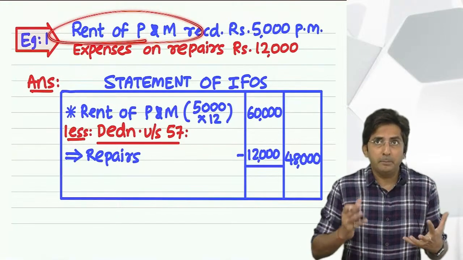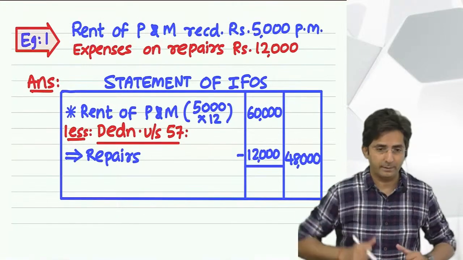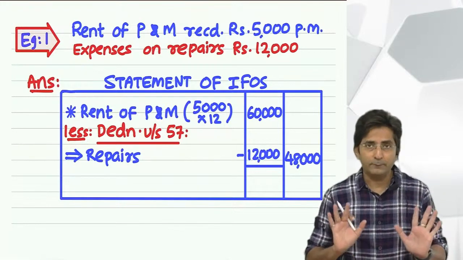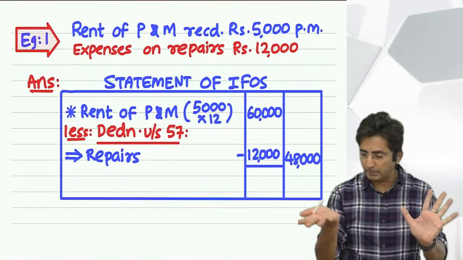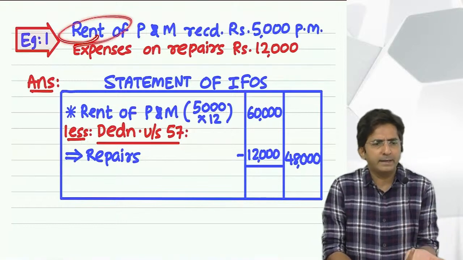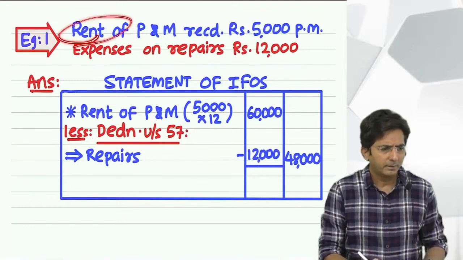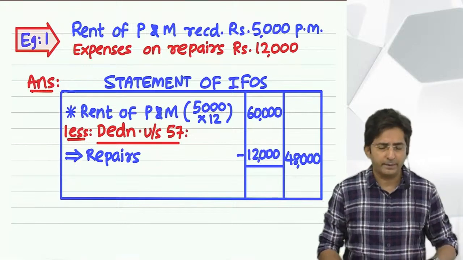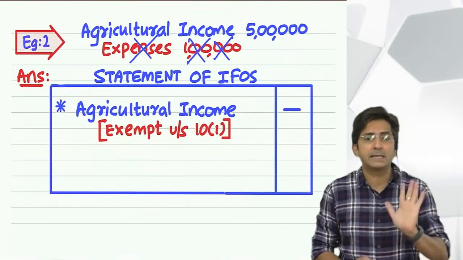Similarly, in my previous example, although I took the example of rent, I didn't mean to say something special about rent. What I meant to say is, if there is some taxable income and some expenses are given, deduct them. Whether it is rent or dividend income or any income, let it be. Rent was just an example. Similarly, here agriculture was an example.